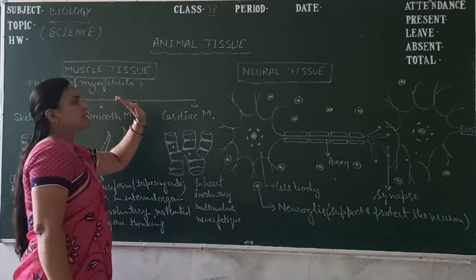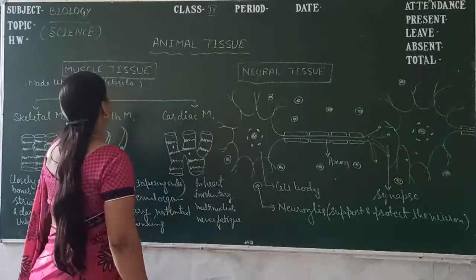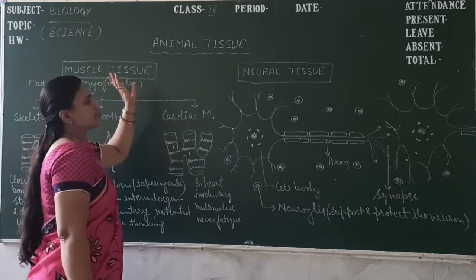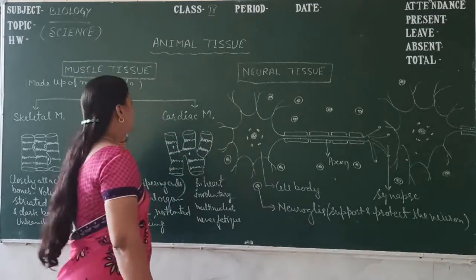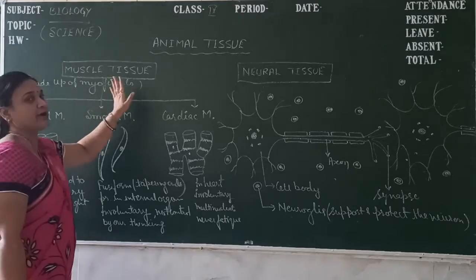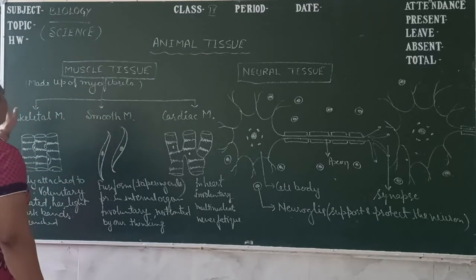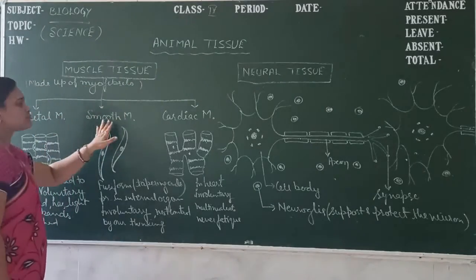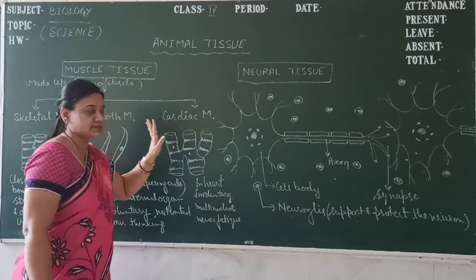This is the last segment of our chapter, and in this segment we will discuss the muscle tissue and the neural tissue. Muscle tissues, or muscular tissues, are made up of myofibrils, and these are of three types: skeletal muscles, smooth muscles, and cardiac muscles.